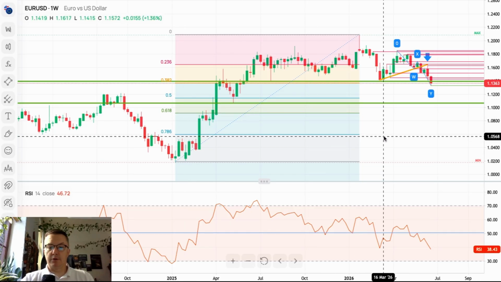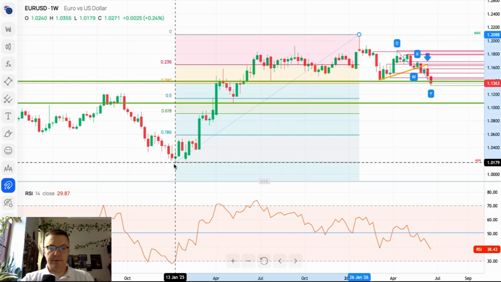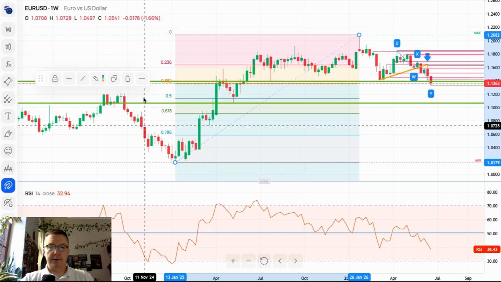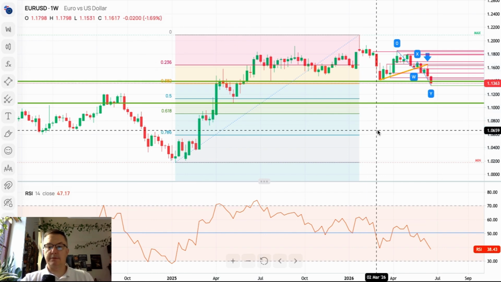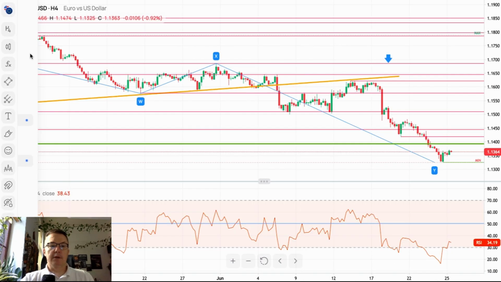So a little bit more of the analysis today. Maybe it's not the exact analysis, not very to the pip. Nevertheless, it looks like this analysis is valid in the long term. So it looks like we are retracing more on the euro dollar.